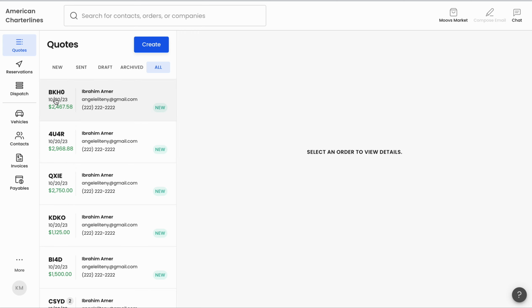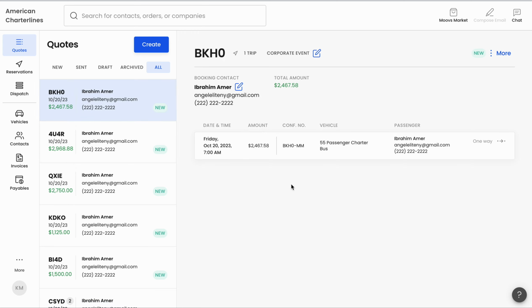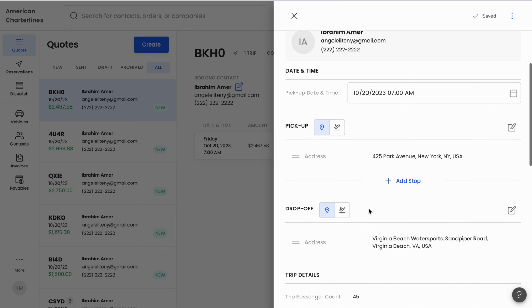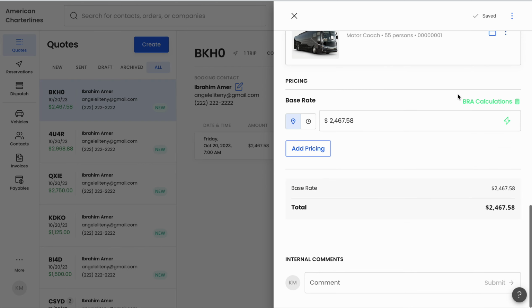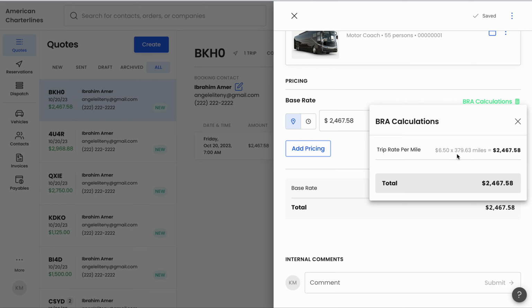Here's an example, BK80. This is a one-way transfer. It's picking up at 425 Park Avenue going to Virginia Beach. One way, it would be 7 hours, roughly. And if we look at the BRA, it's calculating correctly that one leg of the trip, not the other leg of it. Even though the vehicle is coming deadhead, so to speak, it doesn't have anyone in there, we're still going to say that we need the total here. So this price would need to be double for it to be accurate.